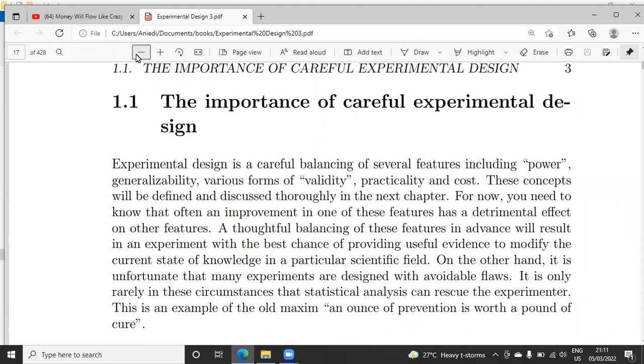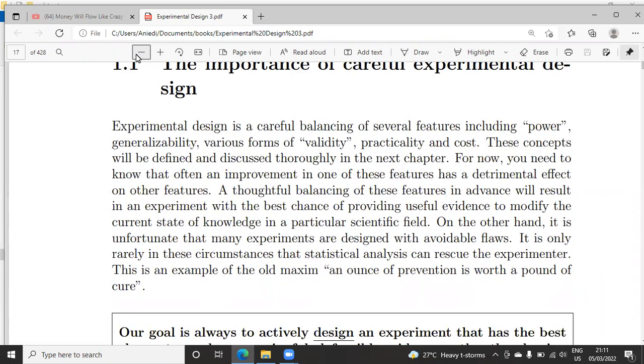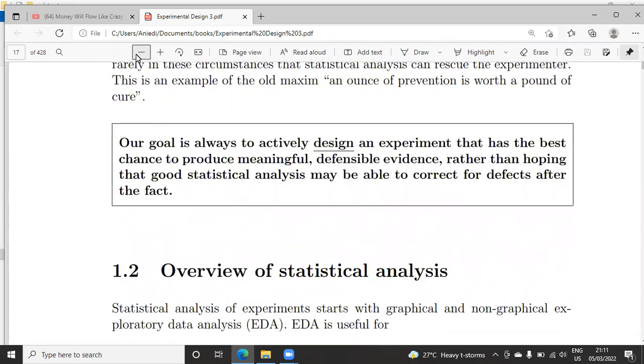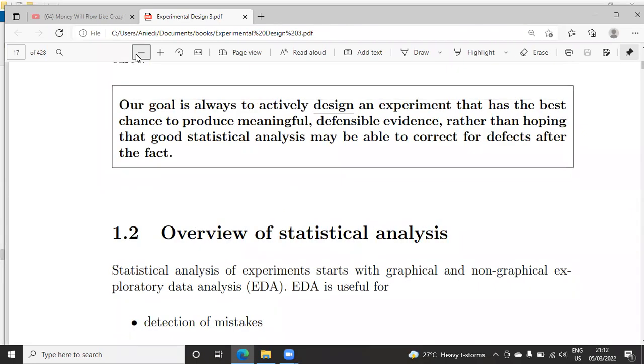So we explained yesterday the importance of careful experimental design, though we didn't use the same example. Our goal is always to actively design an experiment that has the best chance to produce meaningful, defensible evidence, rather than hoping that good statistical analysis may be able to correct for defects after the fact.